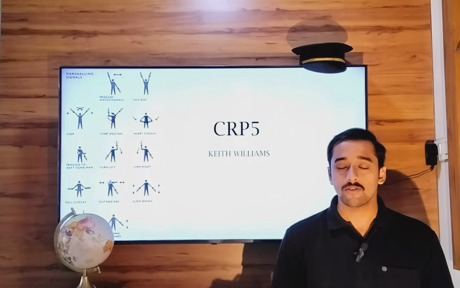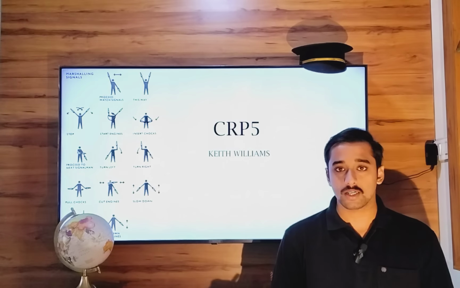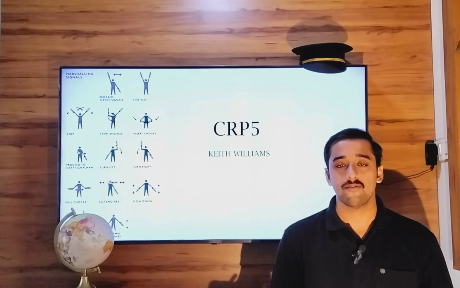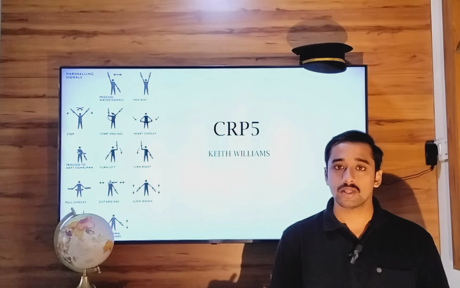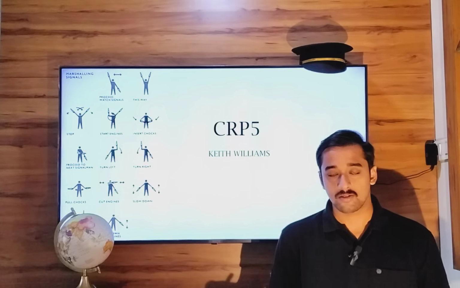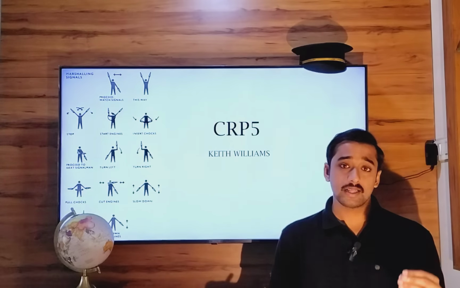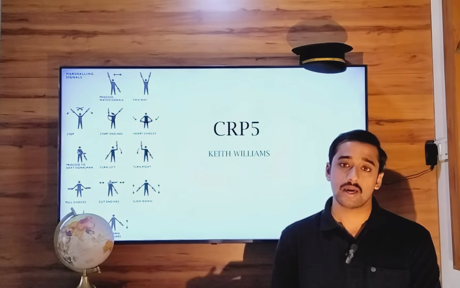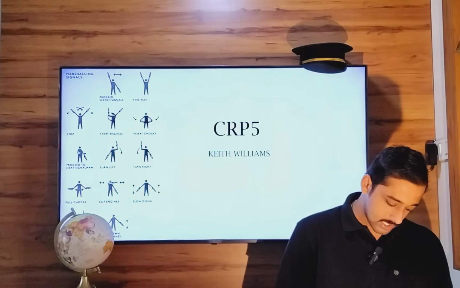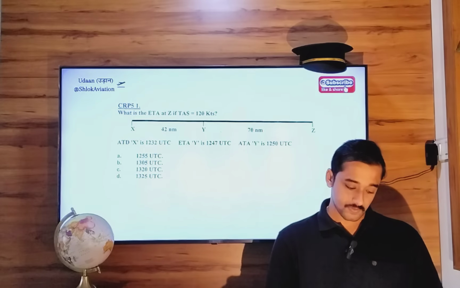In this video lecture, we are going to solve all the questions from the CRP5 chapter in Keith Williams' General Navigation book, the very first chapter. This chapter deals with CX3 based sums, simple formula based questions, very scoring, and these questions will definitely get asked in your exam. So let's start with today's question number 1, which is this.